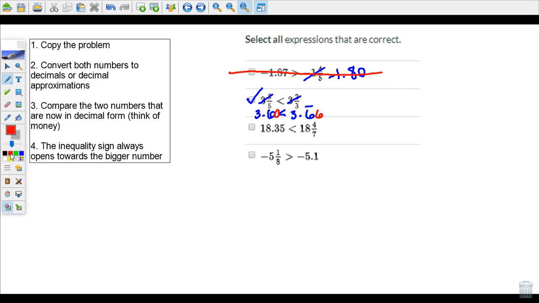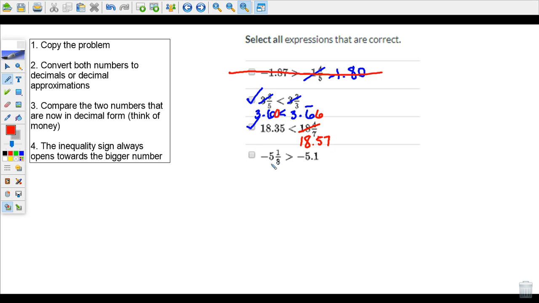Third option. Let's convert this to a decimal, 18 point something. 4/7 is not a very common one. I don't know that off the top of my head. So I'm going to do 4 divided by 7. And you get a really, really long decimal. Since this one only goes out 2 digits, let's only go 2 digits. 18.57 is what I got when I did it on the calculator. And now here's one, if I just compare, I think of it as money. This is definitely bigger than this, which is what the inequality is saying. So option 3 is also correct.